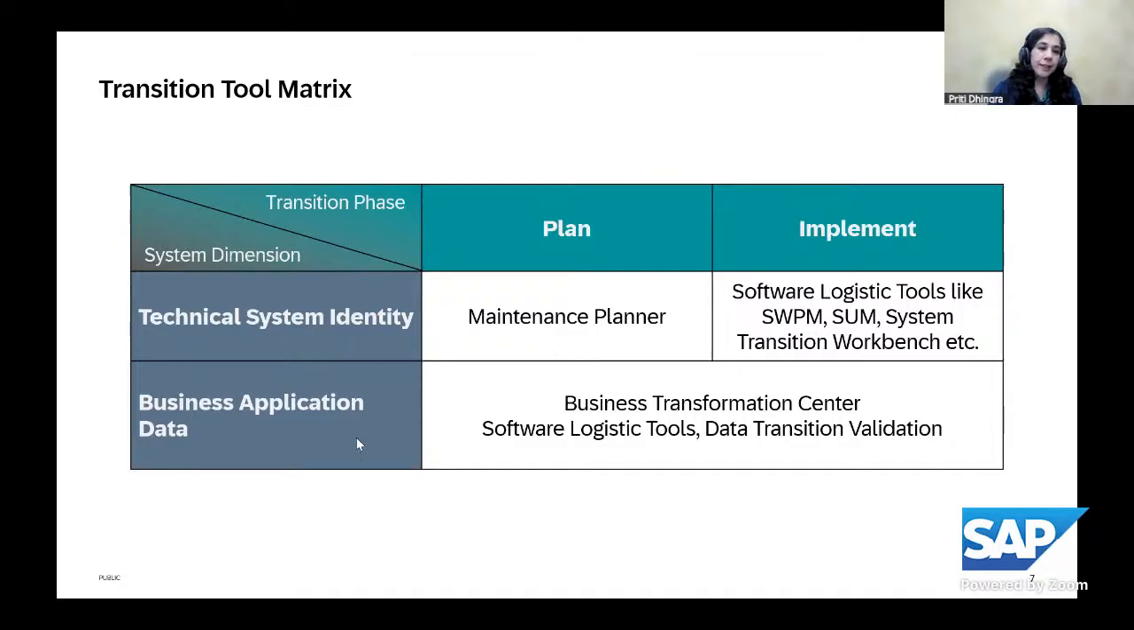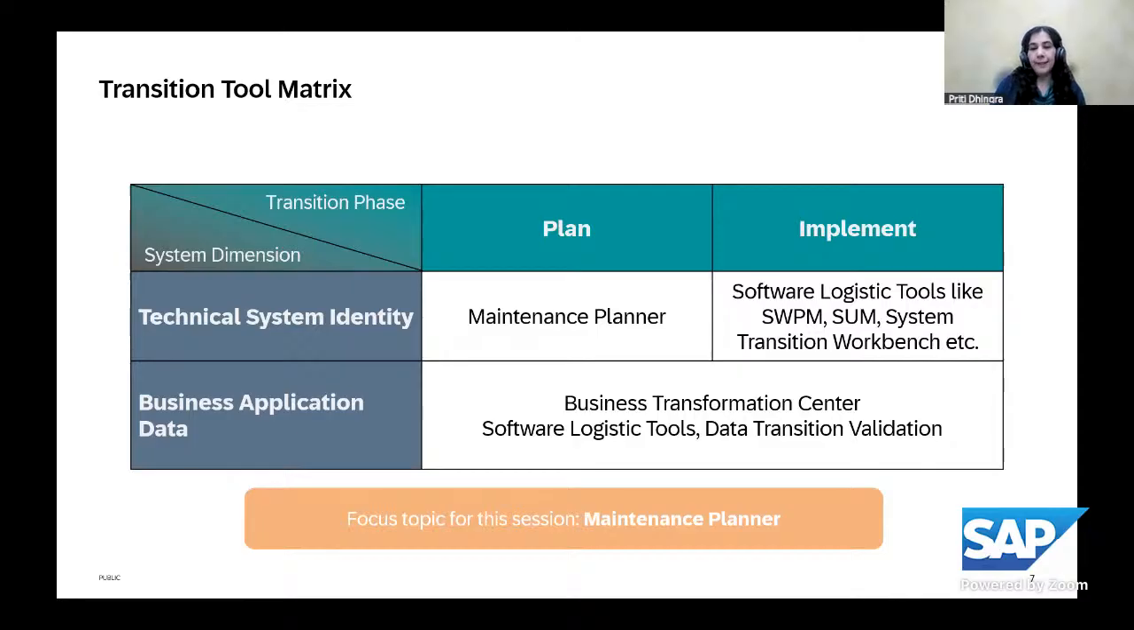And then the second category is the business application side, the business data side of the house, where you have tools such as DTV, Business Transformation Center, which basically work on the business data directly. So we have a host of tools here, and what we want to highlight here is that maintenance planner is here, and this is how it fits into this entire plan to implement different phases that we have. So maintenance planner plays a crucial role when you start planning any kind of transitions. Having said that, now let's move to maintenance planner and dive into some of the details.